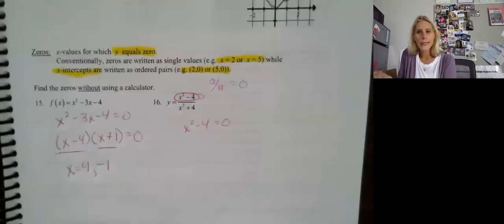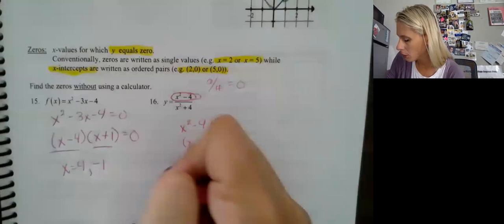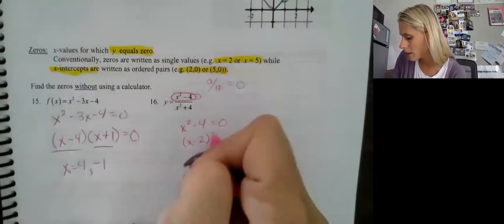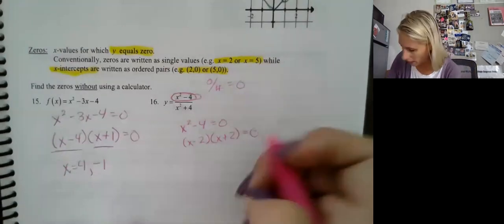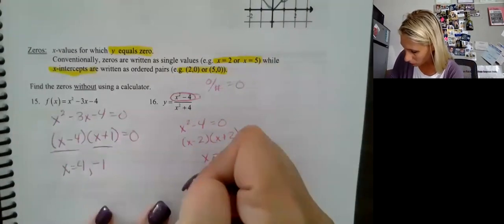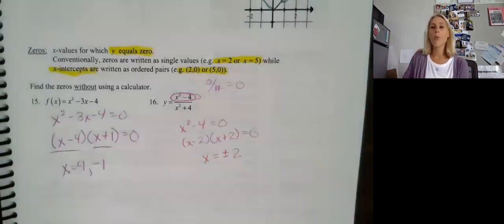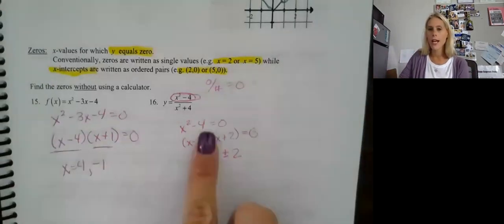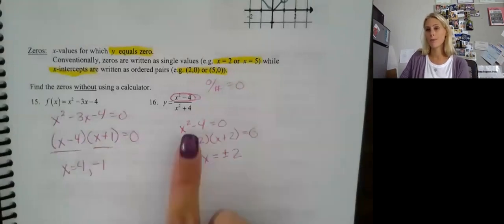Okay, so x squared minus 4 is a special case. Remember, it's the difference of two squares. So we have x minus 2 times x plus 2 equals 0, so x equals plus or minus 2. The other thing we could do, if you didn't want to factor, guys, is that you could have solved it by adding 4 to both sides and then taking the square root.